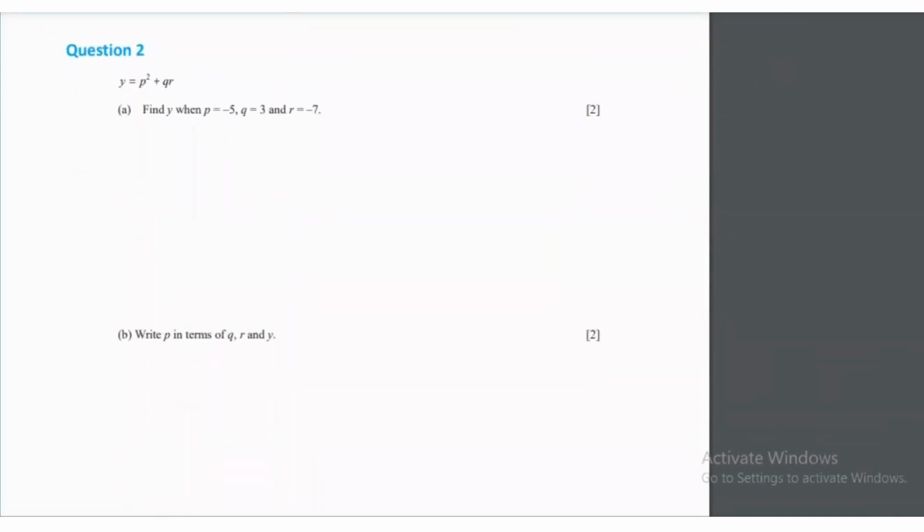The next question says y equals p squared plus qr. And it says find y when p equals negative 5, q equals 3, and r equals negative 7. So in this case, initially they're asking us to find the value of y when p, q, and r have these values. So what we will do is we will just substitute the values in the formula. P is replaced with negative 5, q is replaced with 3, and r is replaced with negative 7.